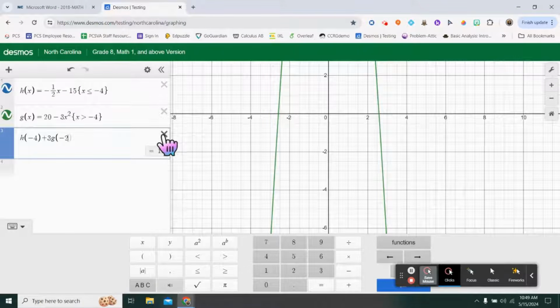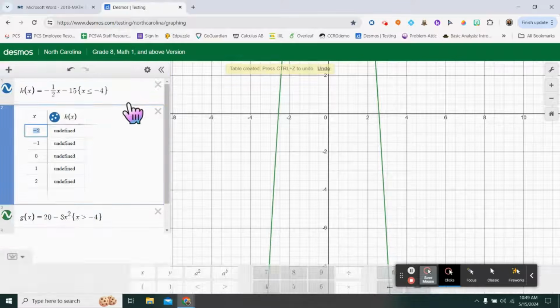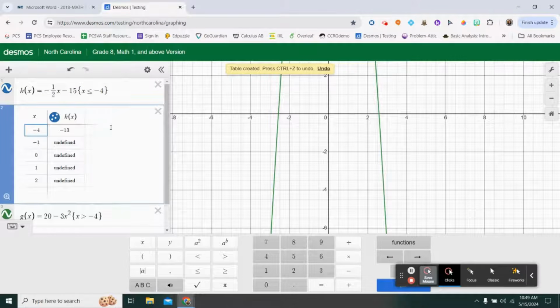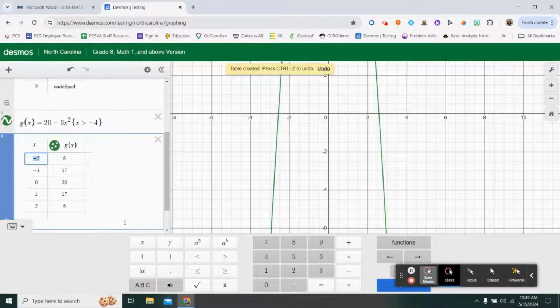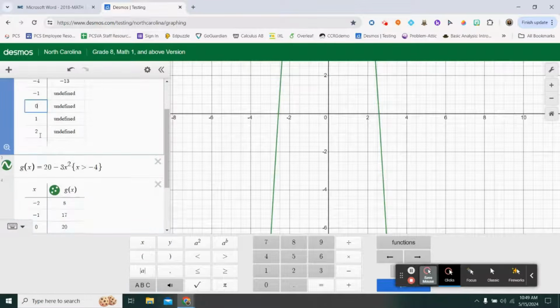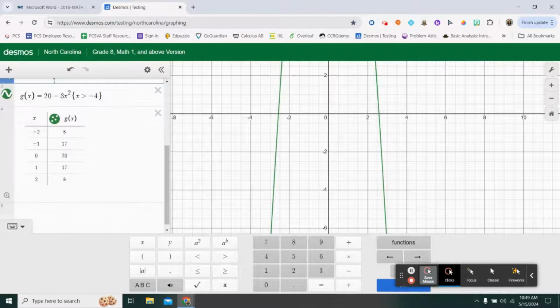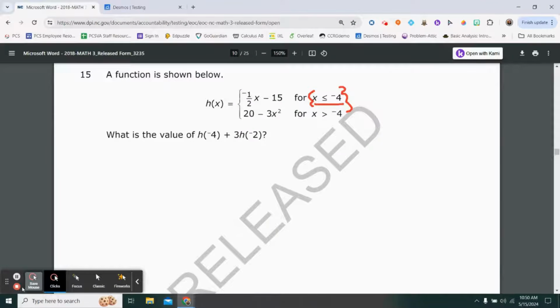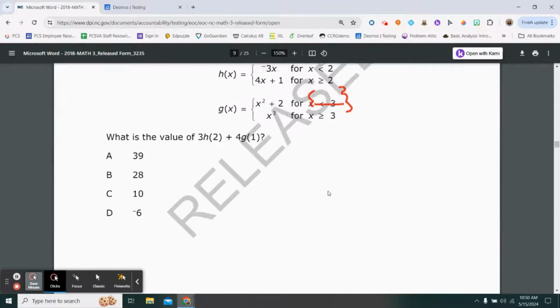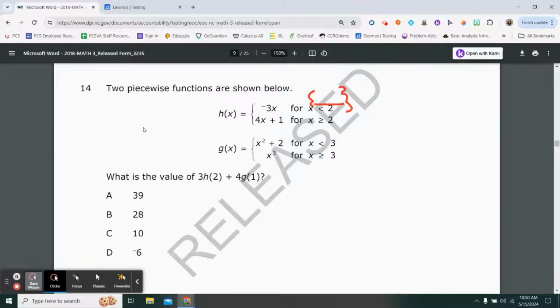The other way you can do this is to just go grab the values from the table. So like I needed negative 4. It gives me negative 13, and then here I need negative 2, and it gives me 8. If I had accidentally tried to do negative 2 in this table, it would be undefined, but you can get values from that as well. The easiest way to do it, though, is by just typing them in with different letters. All right. So that is a piecewise function. It would work also similarly for number 14. You just got to pay attention to what you are using in the calculator here.